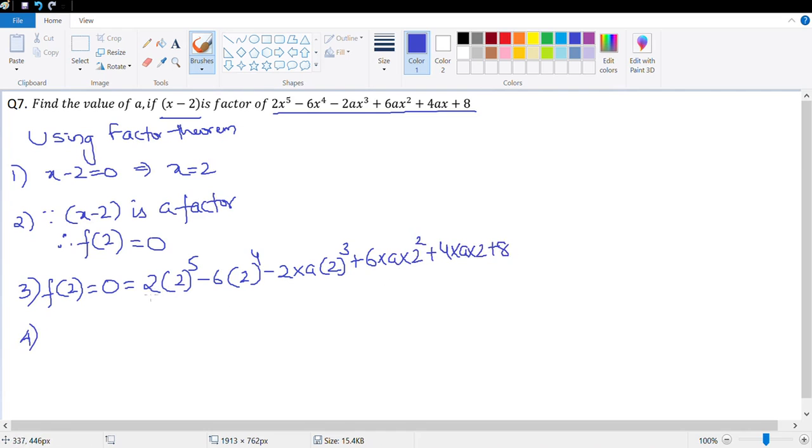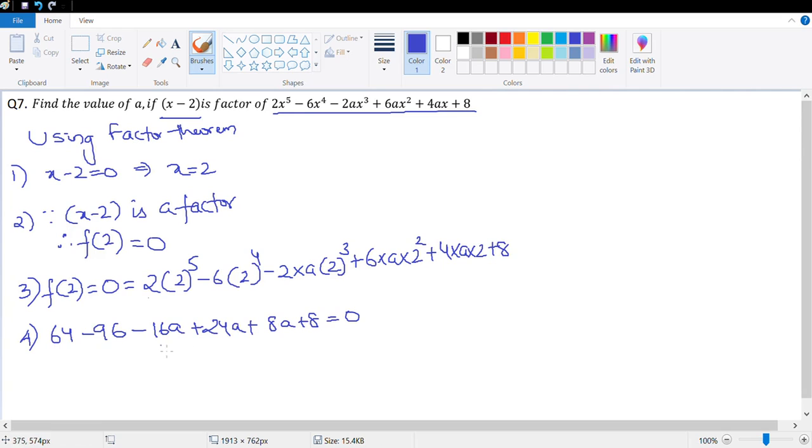So 2 to the power 5: 2, 4, 8, 16, 32. 32 into 2, that's 64. Minus 2 to the power 4: 2, 4, 8, 16. 16 into 6, that's 96. And this is minus 2 cubed, that's 8. 8 into 2, 16. So minus 16a. Plus 2 into 2, 4 into 6, 24a. Plus 4 into 2, 8a. Plus 8, and the remainder is 0.